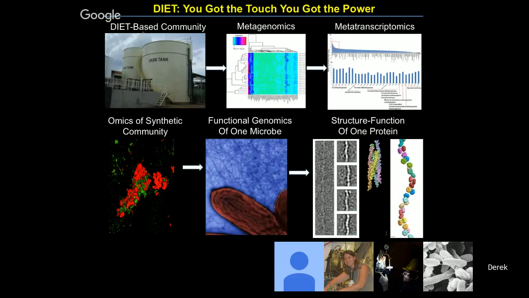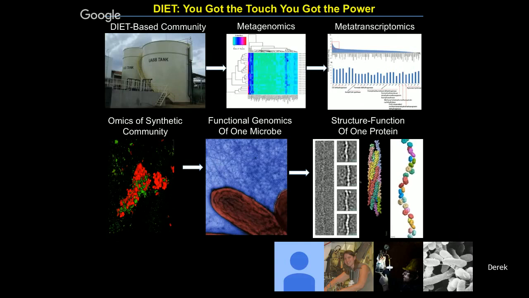waste. With this community, we've been able to go into a fair amount of detail, starting out with metagenomic and metatranscriptomic studies, and then developing synthetic defined communities to study the process going on in the digesters further, and going down several levels to looking at individual microbes and then individual proteins and their structure and function.